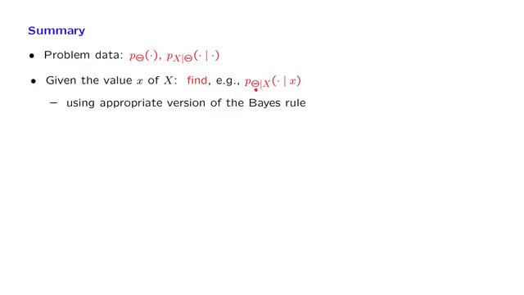In the case where theta is discrete, this will be in terms of a PMF. If theta is continuous, this would be a PDF. We find the posterior distribution by using an appropriate version of the Bayes rule, and here we have four different combinations or four choices depending on which variables are discrete or continuous. This is a complete solution to a Bayesian inference problem, a posterior distribution.